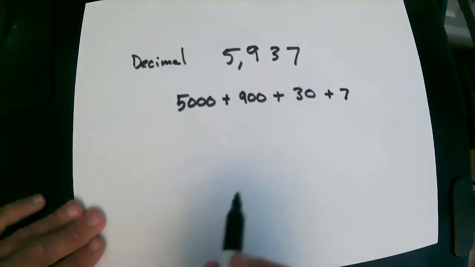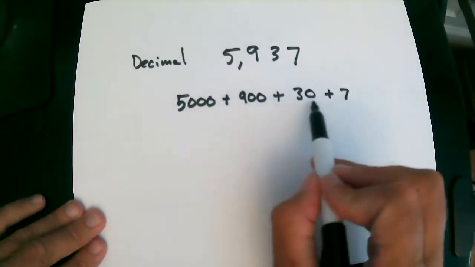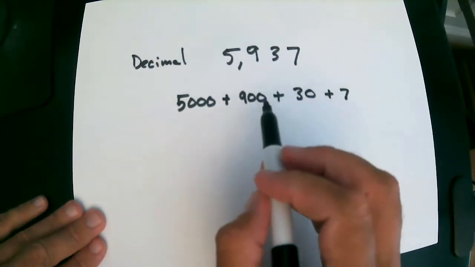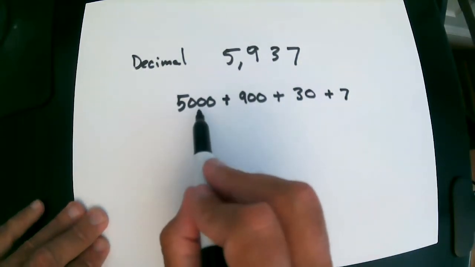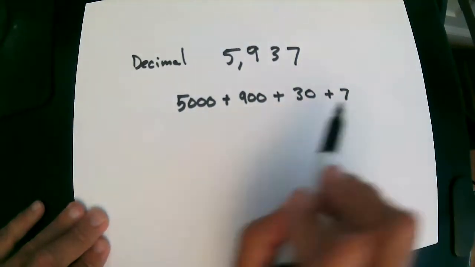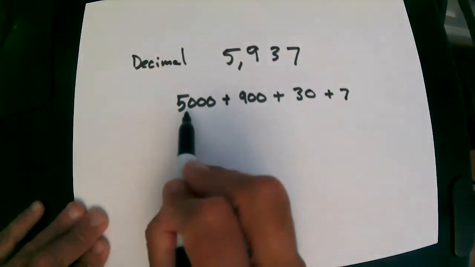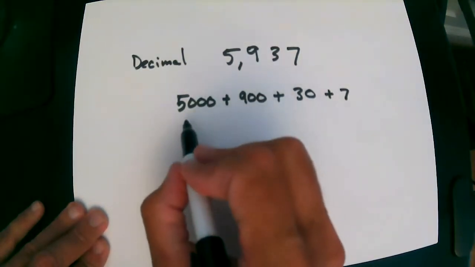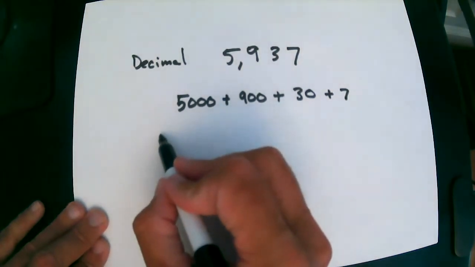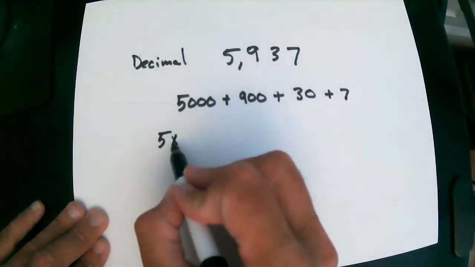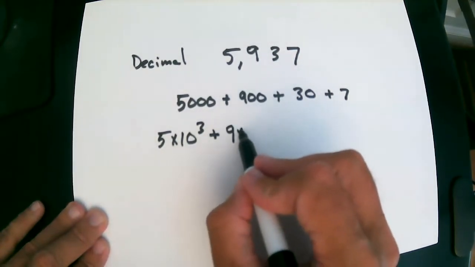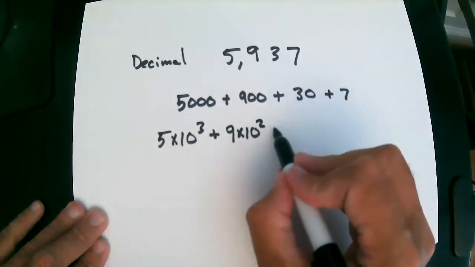So I can take that decimal number and express it as a sum, because the place value is important here. And then I have another pattern happening. If you look, I've got 3 zeros, then 2 zeros, then 1 zero, and then no zeros. And what I'm noticing is that I've got powers of tens. So instead of expressing it as 5,000, I could say it is 5 times 10 to the third power. And this will be 9 times 10 squared, because 10 squared is 100.